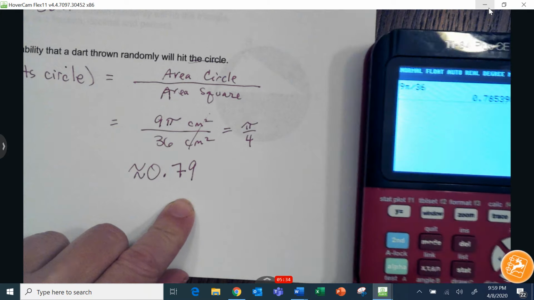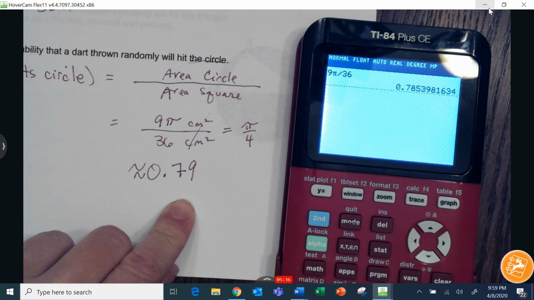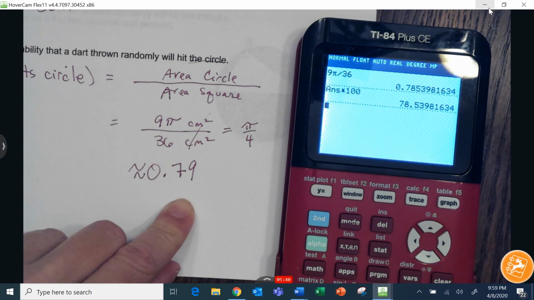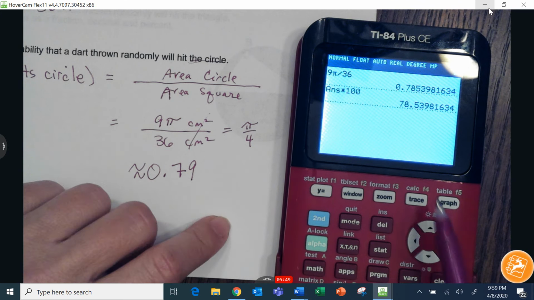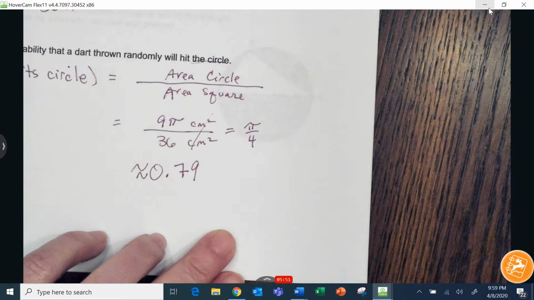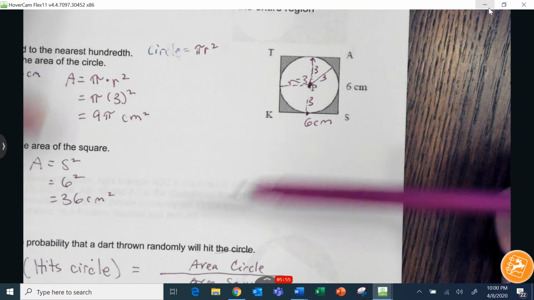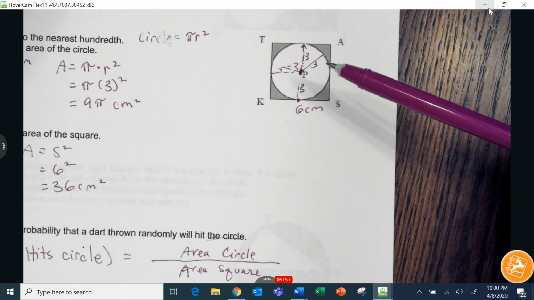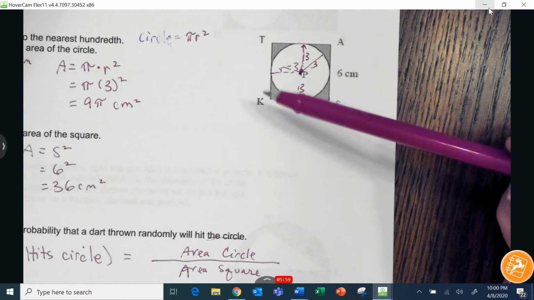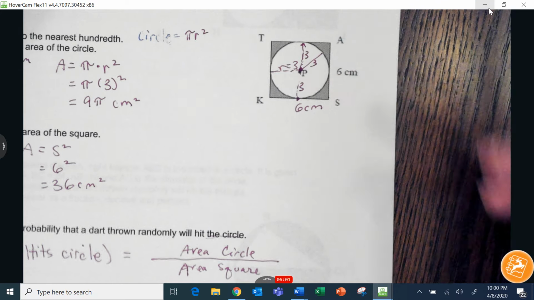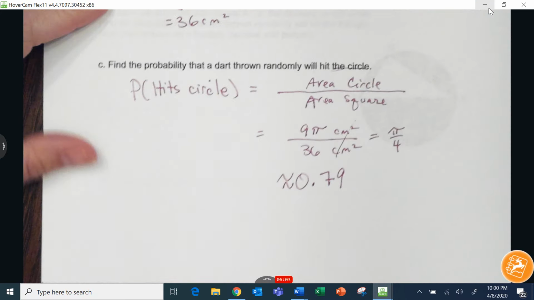And if you wanted to turn that into a percent, which you do not need to do for this assignment, but just talking about it, that would be 78% of the time it would hit the circle. 79%, sorry, of the time it would hit the circle, or 78.5%. Now, not included in this first page of questions, what if the question was, what's the probability that it will hit the shaded region, which is not the circle? So I'm going to add in another question here.